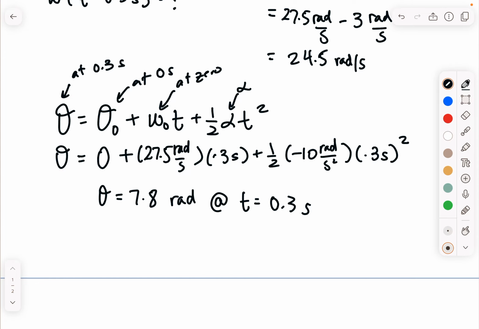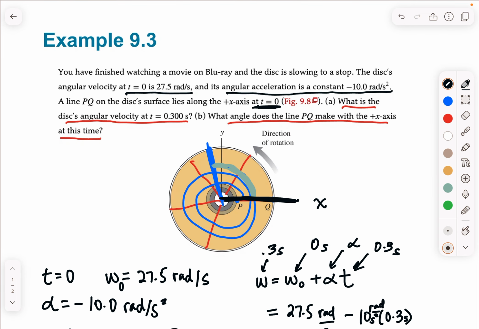At least, even to this day, I remember obviously pi is 3.14, right? So if I look at 7.8, 3.14 is more than double that, right? 7.8 divided by pi radians, which is 3.14, is 2.48. So that means that this PQ line has rotated around 2.5 times roughly.